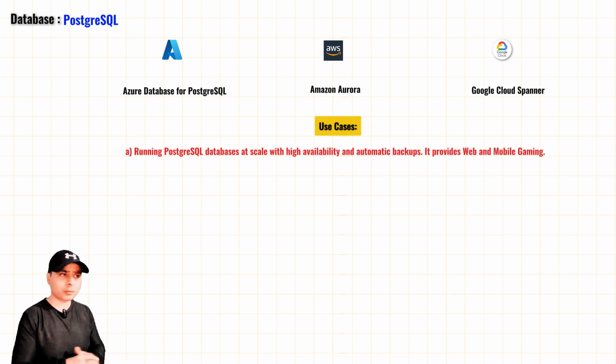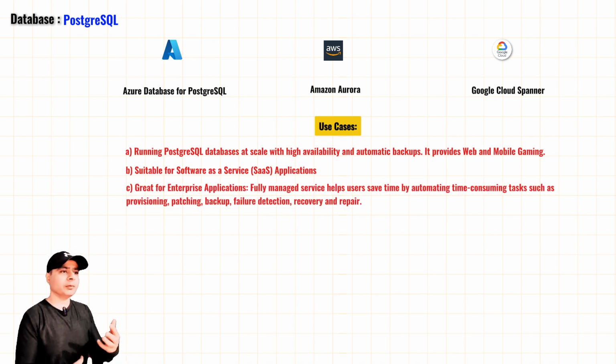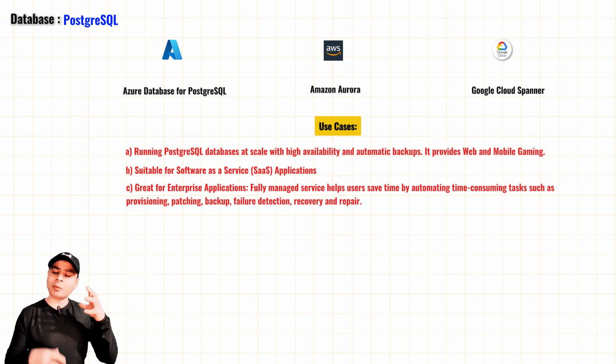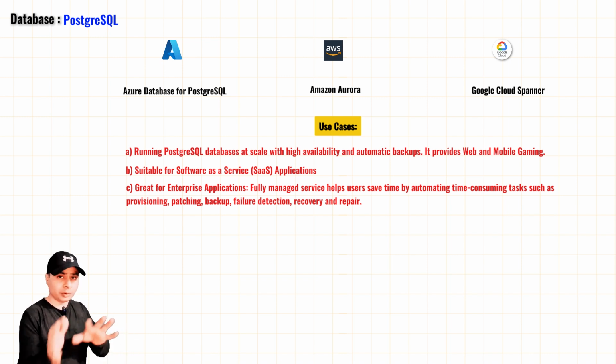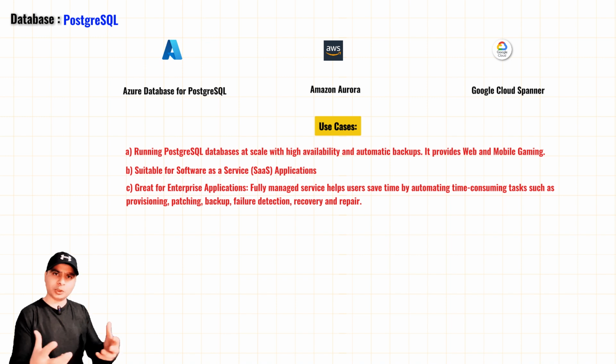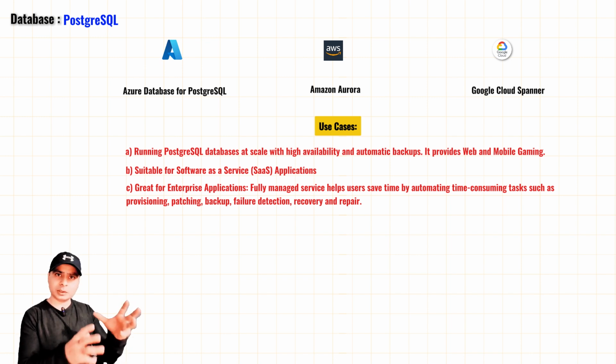Use cases for these kinds of databases are, of course, running the PostgreSQL database at scale with high availability and automatic backups, and it supports web and mobile gaming. Second use case could be software as a service, or SaaS, applications. Third could be great for enterprise applications. So these types of databases offer fully managed services. It really helps the user save time by reducing time-consuming jobs such as provisioning, patching, backups, failure detection, and recovery and repair. So really good candidates in case this is the use case for you.